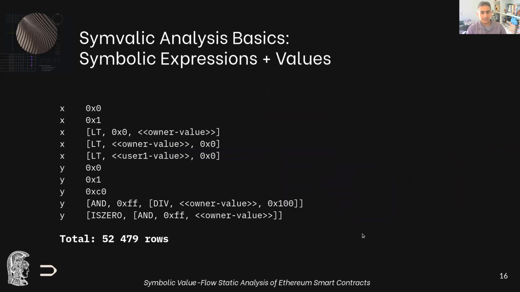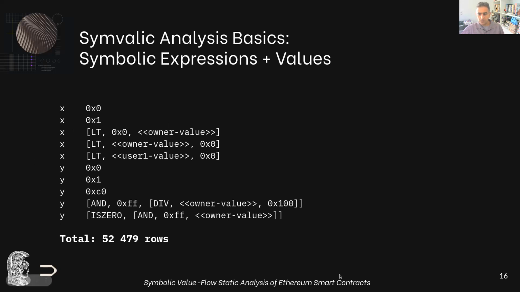Now, of course, by its own name, it's a symbolic value flow analysis. The big part of the analysis is that it has symbolic expressions. So for variables like x and y, we don't have just concrete values like 0 and 1. We also have entire symbolic expressions like 0 less than owner value, or something more complex. If you mask with 255 the division of owner value with a symbolic variable with 256, then you get that expression in variable y.